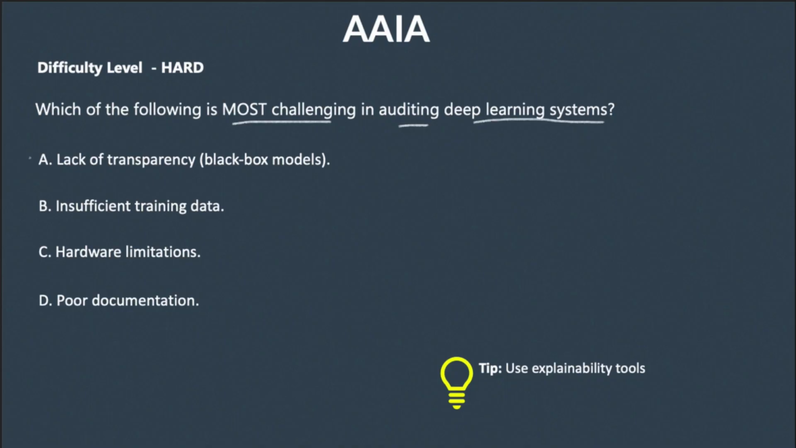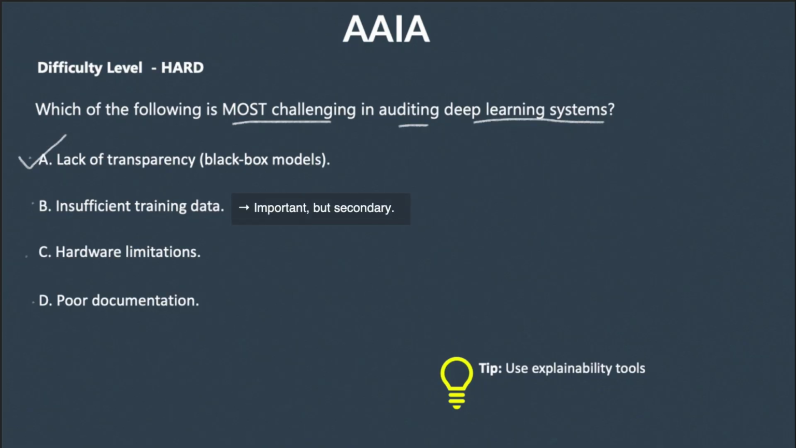Option A, we have lack of transparency. Option B, insufficient training data. Option C, hardware limitations. And option D, poor documentation. So please pause the video and select your answer. The correct answer is lack of transparency. But before we get there, let us look at the other options.